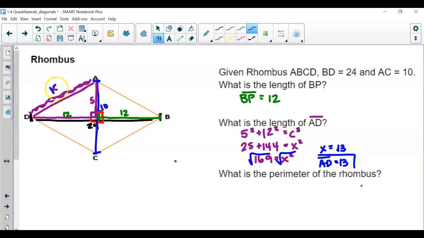So if AD is 13 and AB is 13, BC is 13, CD is 13, then the perimeter is adding up those 13s, or just 13 times 4, which gives you a perimeter of 52. That is the perimeter of the rhombus.